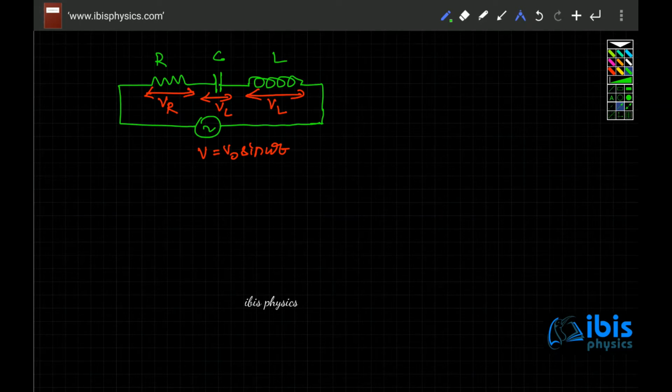Instead of answering this question number 7, we are going to look at the whole problem and try to understand the concept. If the applied voltage is given here, then the voltage across the resistor and the applied voltage are in the same phase. And here the voltage lags across the capacitor and it leads across the inductor.